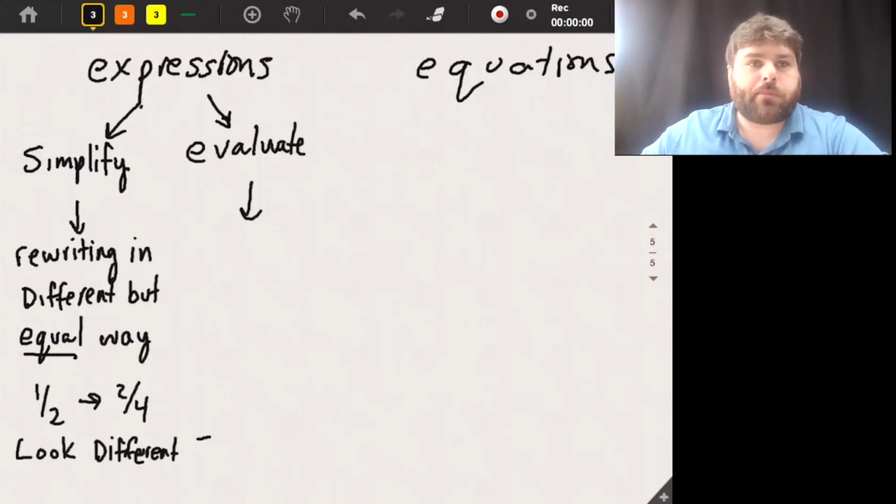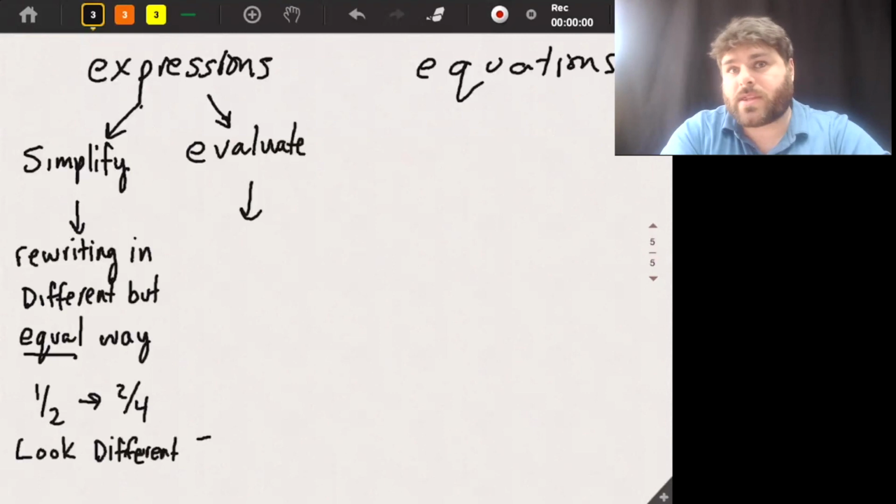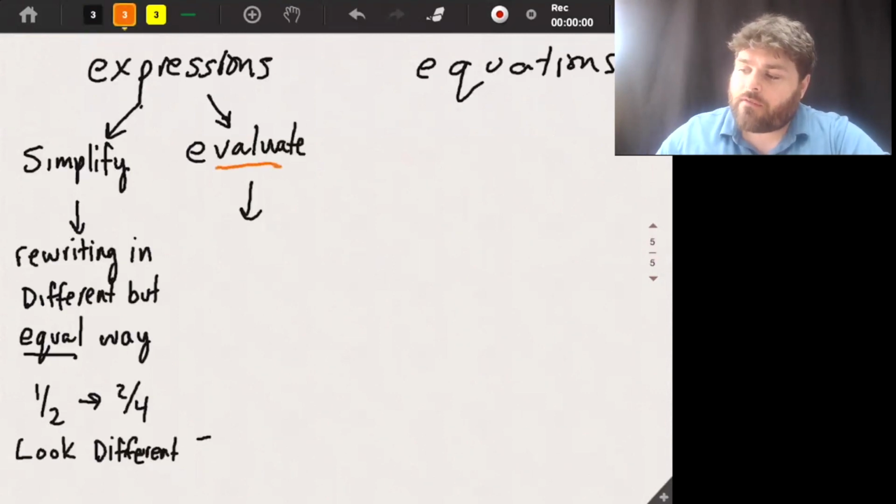Well, that's when you're going to plug in a number for the variable. So you're going to have some expression, 3x, and you're going to know, okay, x is 10. So what you're going to do then is replace the x with that 10, and you're going to evaluate. Okay, the key word here is value. Value means number, right? Think about it.